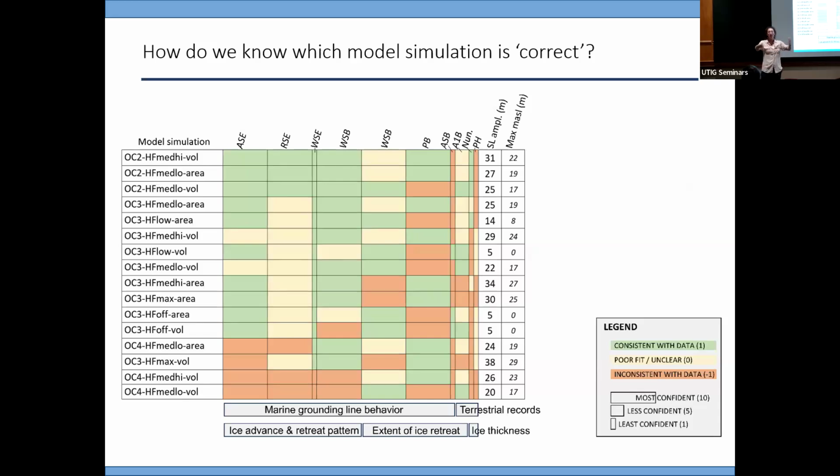Okay, so we take all that geologic data, and we can go back to our question of which model simulation is most correct, or which is most geologically consistent. Here's all of the model simulations. The naming convention reflects the parameter combination. Each column here is a marine catchment or terrestrial data set. And the color reflects, do they agree? Green is consistent, red is inconsistent. And the width of the column shows you how confident I am in that model data interpretation.